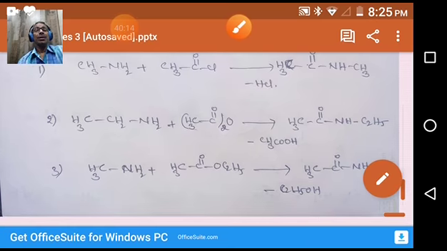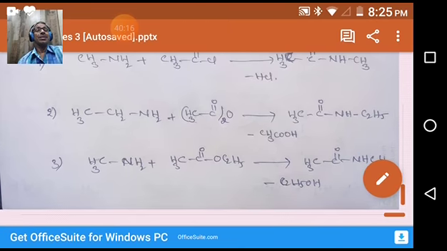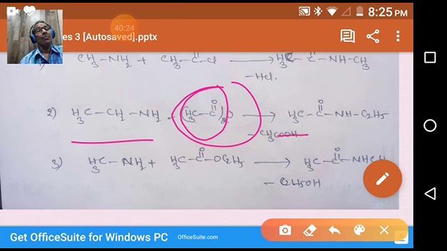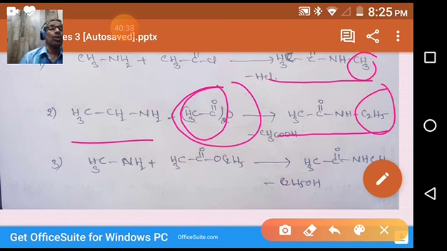One more reaction, same ethylamine. This is the ethylamine with acetic anhydride. One acyl group is replacing one of the hydrogens of ethylamine. That's why we're getting N-ethyl acetamide. In the previous class, it was N-methyl acetamide. The difference is the ethyl group, an alkyl group.